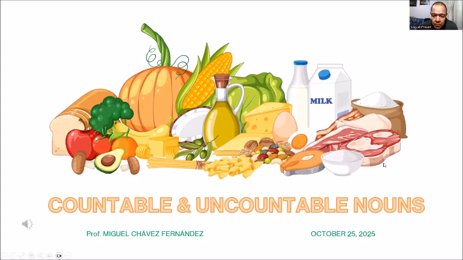Nouns in English are divided into countable and uncountable types, influencing how they are used in sentences. Countable nouns refer to objects that can be counted, while uncountable nouns represent things that cannot be individually counted. Recognizing the difference between them is essential for mastering English grammar. This lesson covers their definitions, rules, and examples.